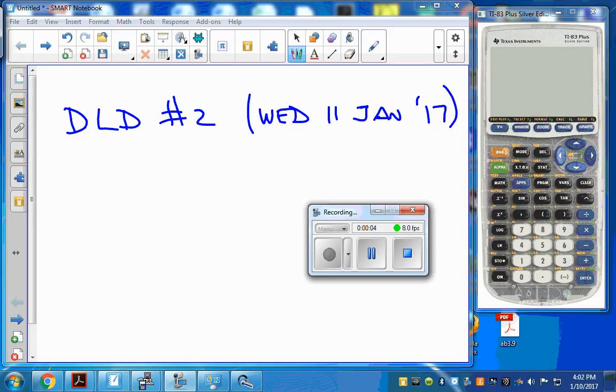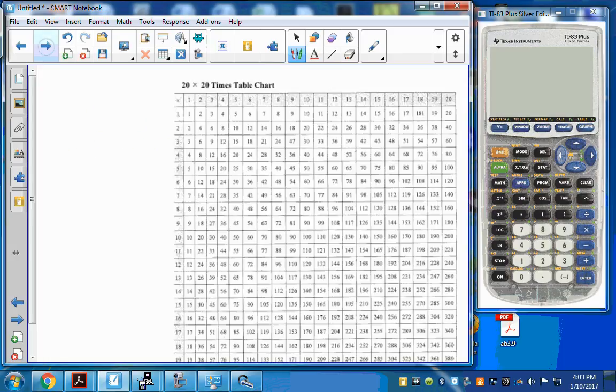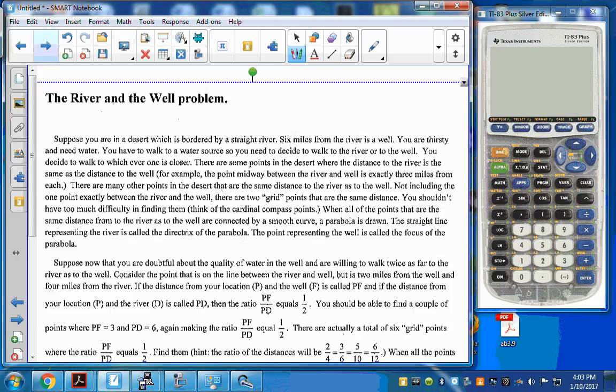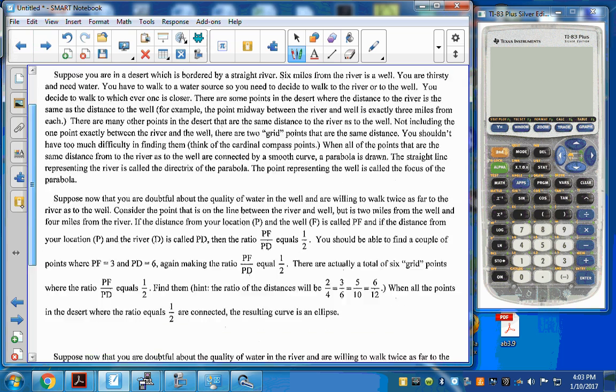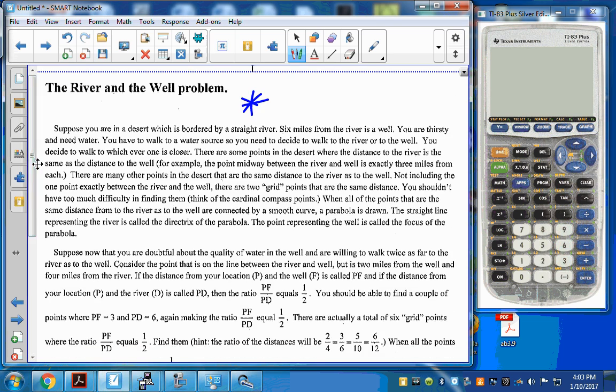This is a short video explaining digital learning day number 2. You're going to be working on the river and well problem. This problem is sitting as a downloadable PDF, or you can read it here on this page. These are the directions, what's going on, and this is where you're going to do your work.